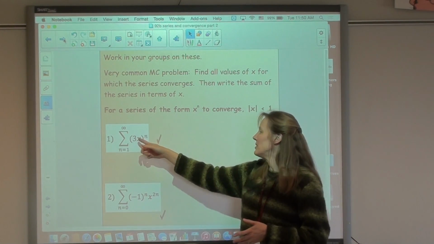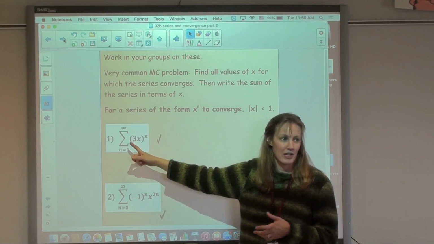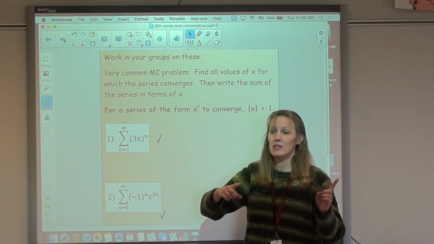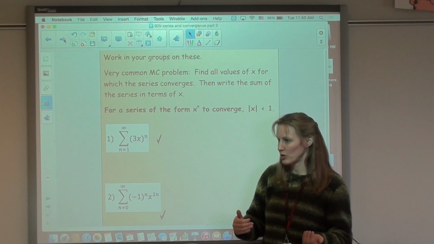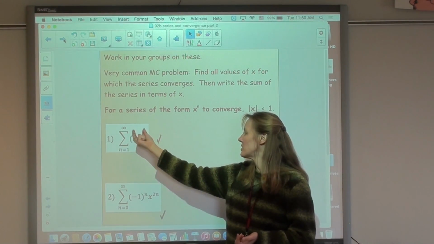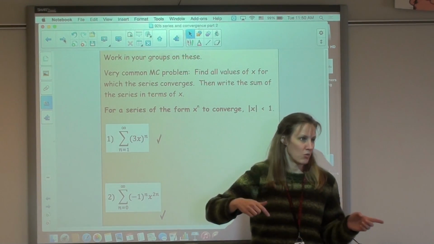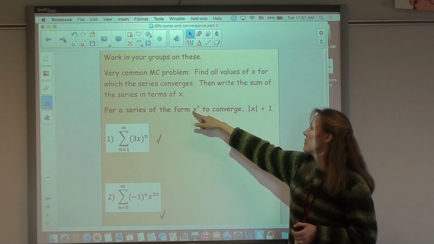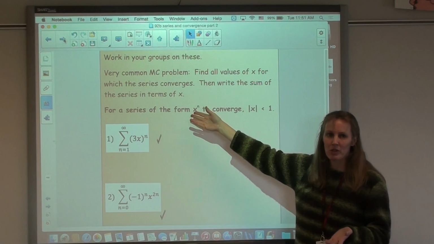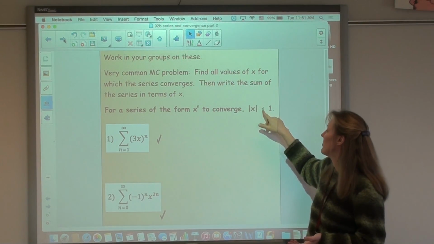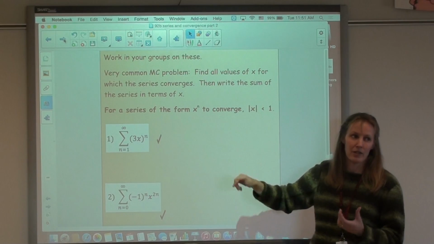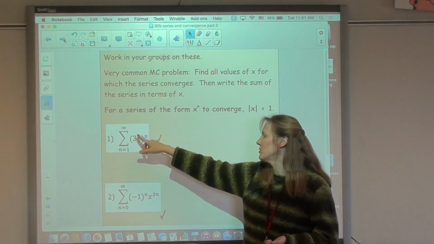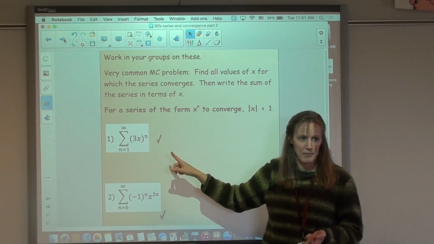So for this, if we think of the 3x kind of like the r, then the absolute value of 3x has to be less than 1 for the series to converge. The absolute value of whatever is being raised to the nth power has to be less than 1 for the series to converge. So the way we write it is, if it's of the form x to the n, which is what a geometric series is, then the absolute value of that thing has to be less than 1, and then you solve the absolute value. So for this one, you would set absolute value of 3x less than 1.